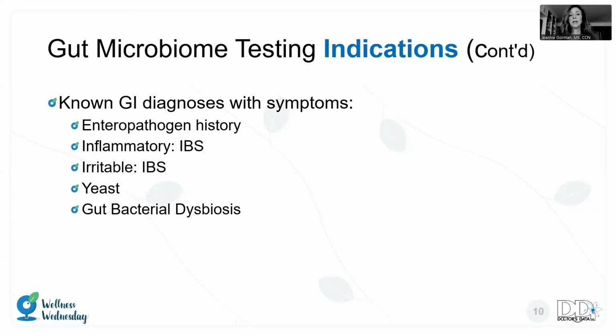The other patients that you'd really want to monitor and watch with this level of detail that we're giving you is going to be any patient with a known GI diagnosis. So any enteropathogen history, of course, any of the IBS, IBD patients, previous history of yeast, or any other dysbiosis involved.